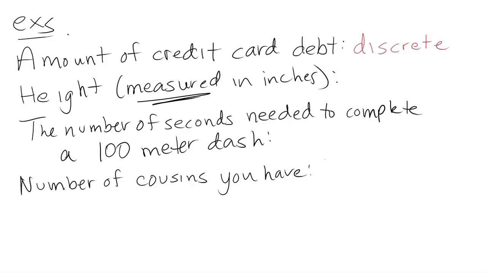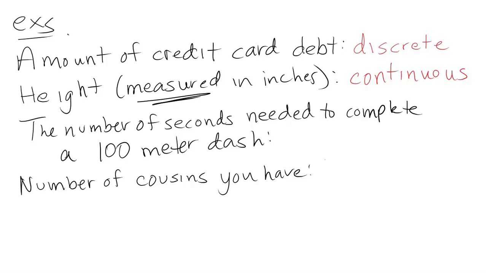The next example says height measured in inches, and you'll notice I obnoxiously underlined measured there. The height of something is a one-dimensional measurement of distance, and given an appropriate tool, you could obtain a finer and finer measurement. There are no gaps between the possible values of the height of something. This is continuous.